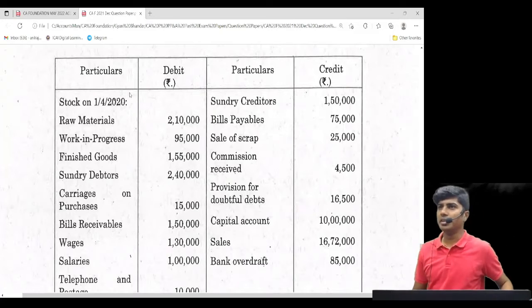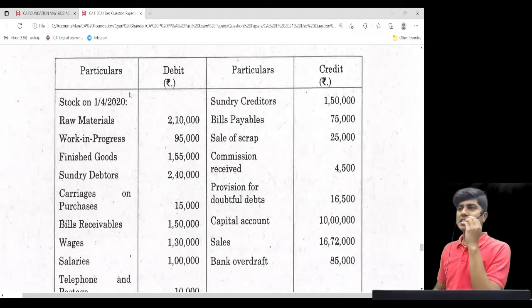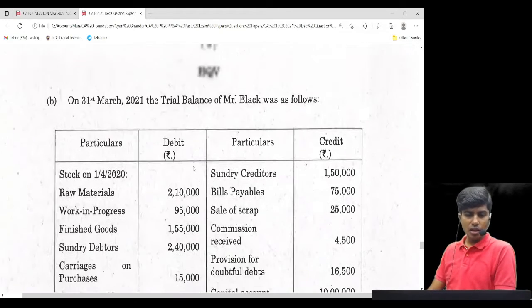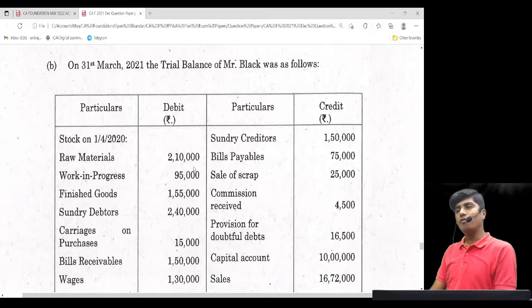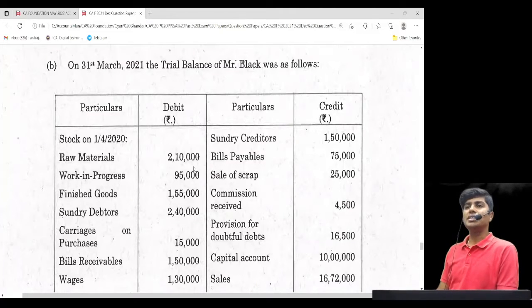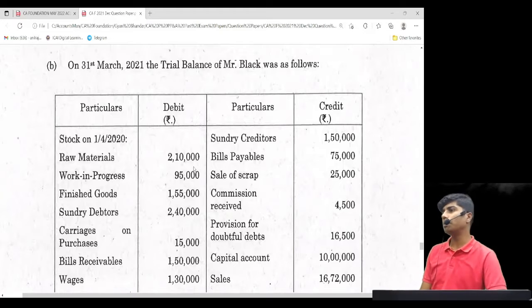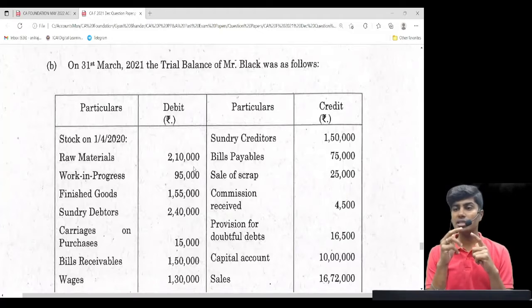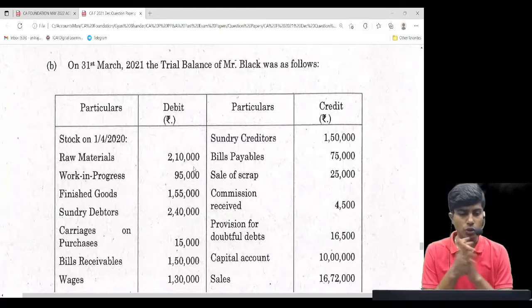Hello everyone, welcome back. We were discussing CA Foundation Principles and Practice of Accounting, Final Accounts. Now we've done questions on each and every topic. We're going to solve a master problem on the chapter of Final Accounts, which will involve not just preparation of trading, P&L and balance sheet, but also the manufacturing account. So let's get started.